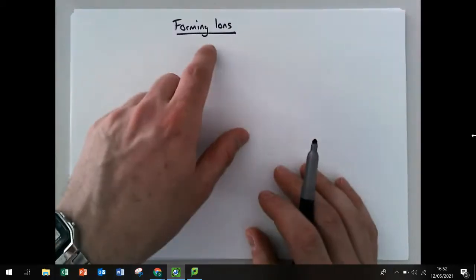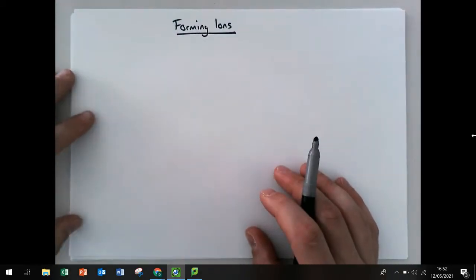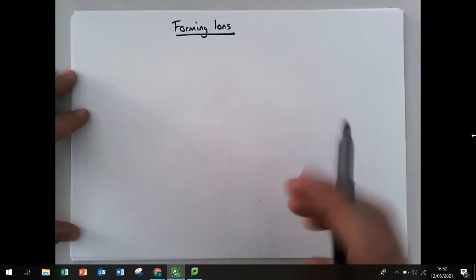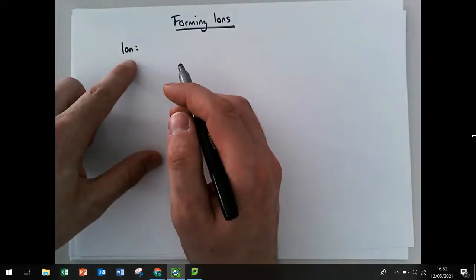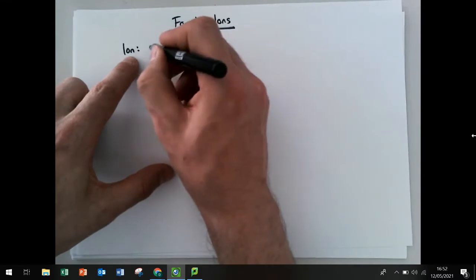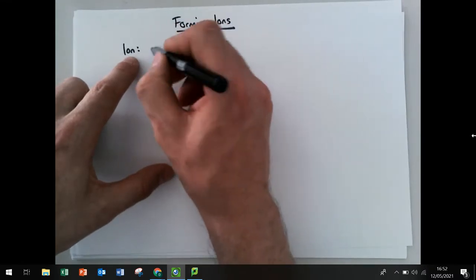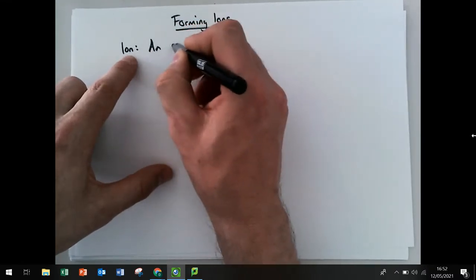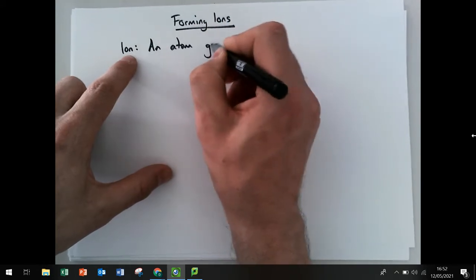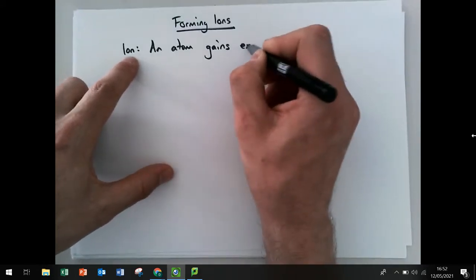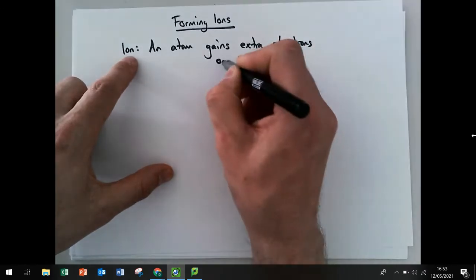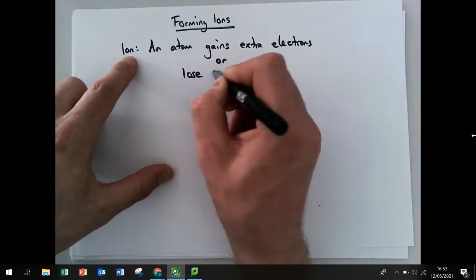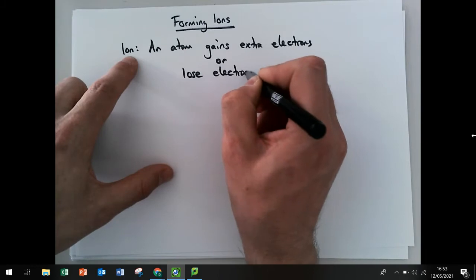the process of forming ions and also about ionic bonding. So the very first thing we of course need to know is what we mean by an ion. So an ion is formed when an atom gains extra electrons or loses electrons. It could be 1 electron, it could be 2 electrons, it could be 3 electrons.